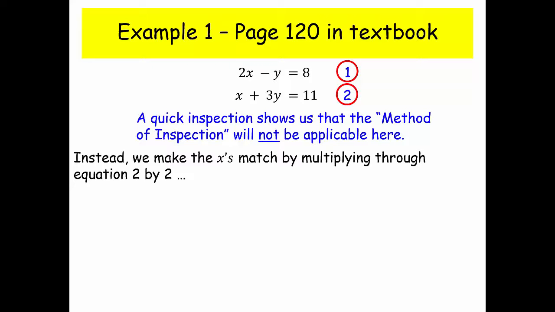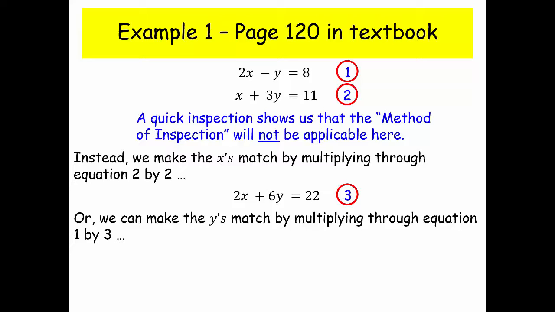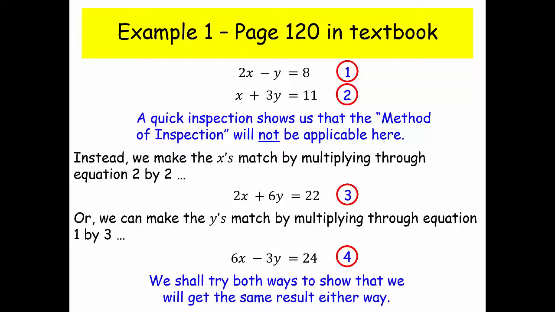So, instead, we make the x's match by multiplying through equation 2 by the number 2, and that would give us 2x plus 6y equals 22, and we'll call that equation 3. Or instead, we can make the y's match by multiplying through equation 1 by the multiplier 3, and that would give us 6x minus 3y equals 24, and we'll call that equation 4. Now, we shall try both ways, using equation 3 or 4 to get rid of either the x's or the y's, to show that we can get the same result either way.